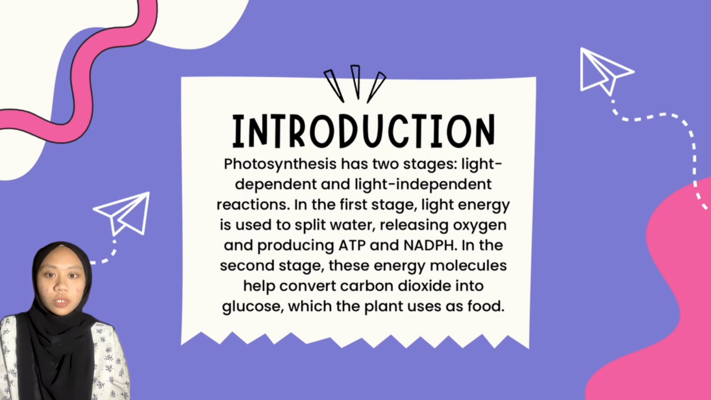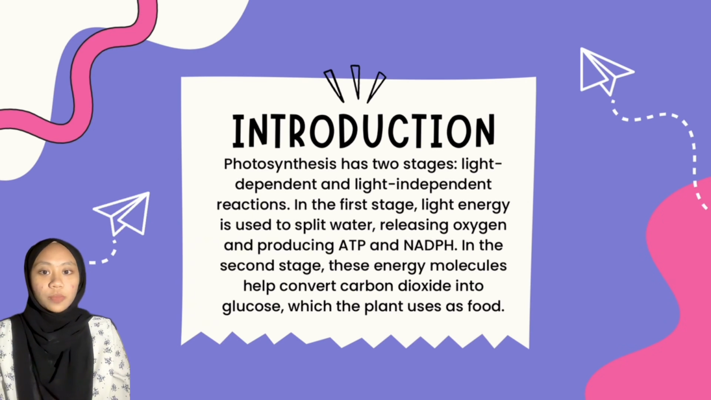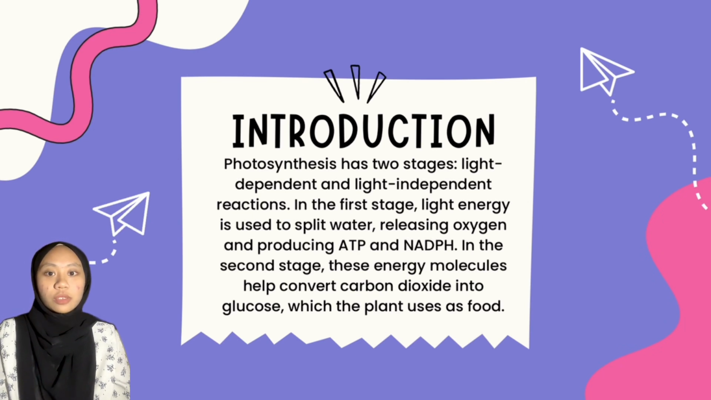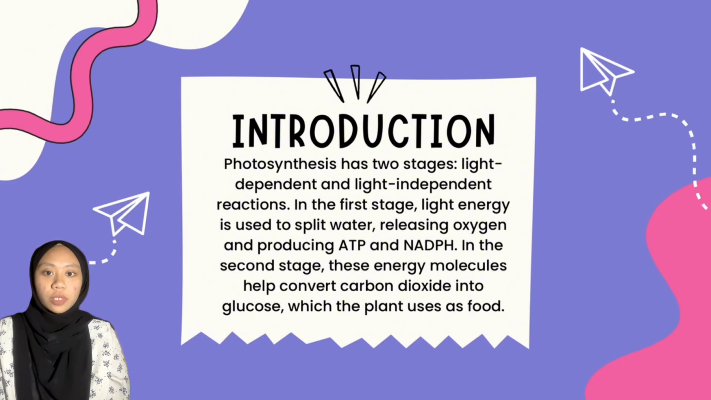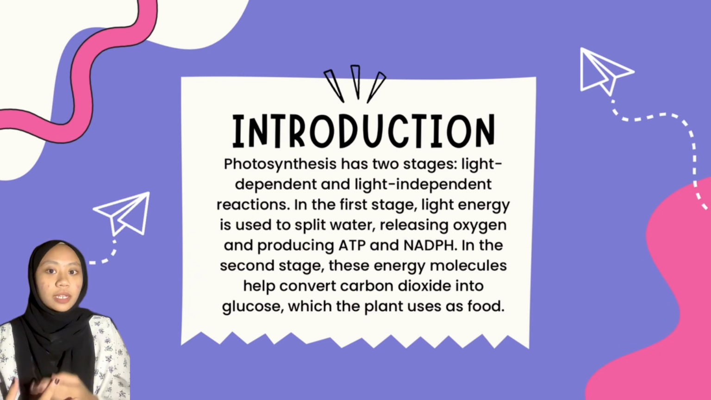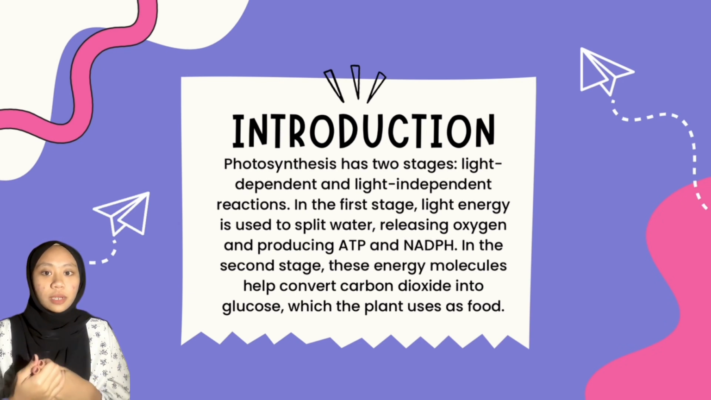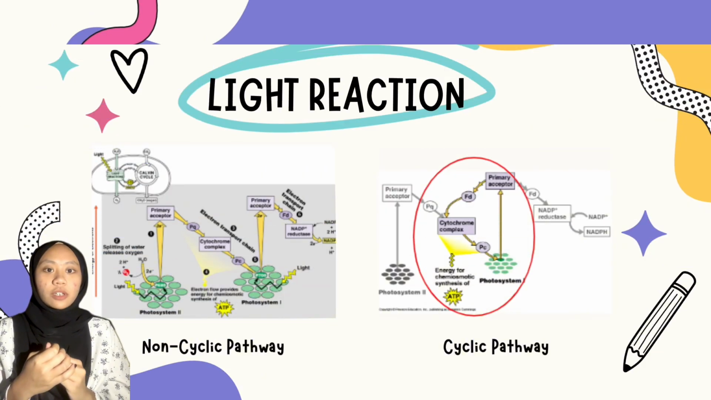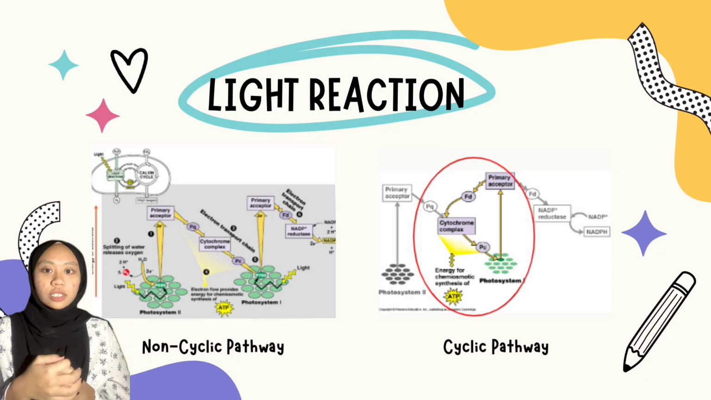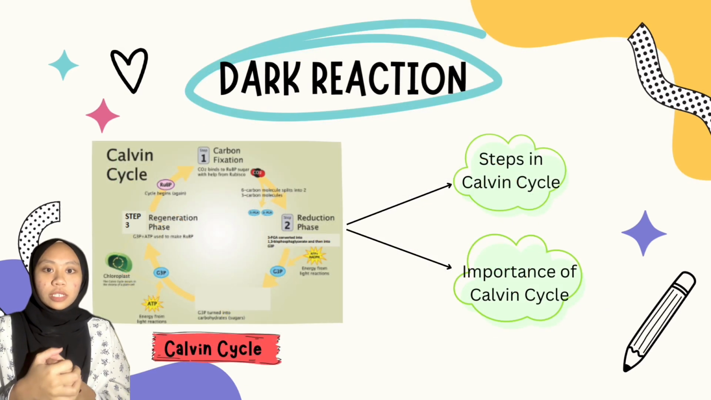In the first stage, which takes place in the chloroplast thylakoid membranes, chlorophyll absorbs sunlight and uses that energy to split water molecules, releasing oxygen and producing ATP and NADPH. These energy-rich molecules are then used in the second stage, which occurs in the stroma, where carbon dioxide is converted into glucose through a series of chemical reactions. Light is essential for the first stage, while the second stage uses the stored energy to make food for the plant.